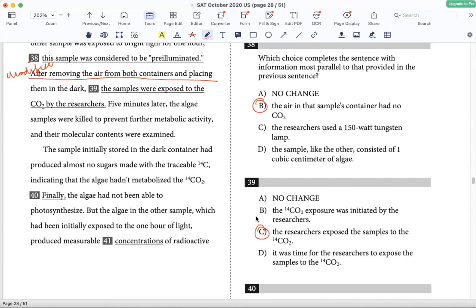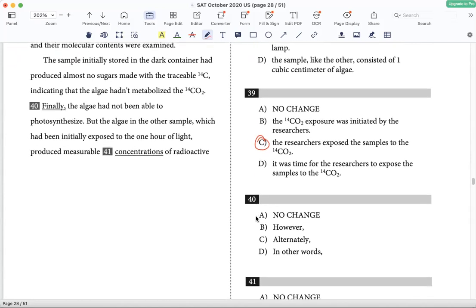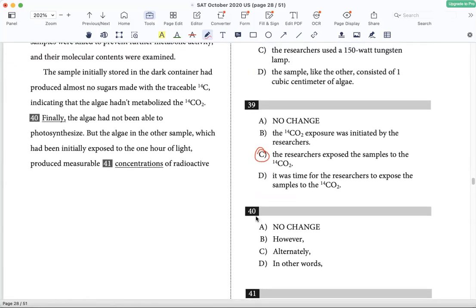Five minutes later, the algae samples were killed to prevent further metabolic activity and the molecular contents were examined. The sample initially stored in the dark container had produced almost no sugars made with the traceable 14C, indicating that the algae had not metabolized the 14CO2. The algae had not been able to photosynthesize. Okay, so this is "in other words," right? Because if they had not been able to make sugars, it means that they had not been able to photosynthesize. So this is "in other words."